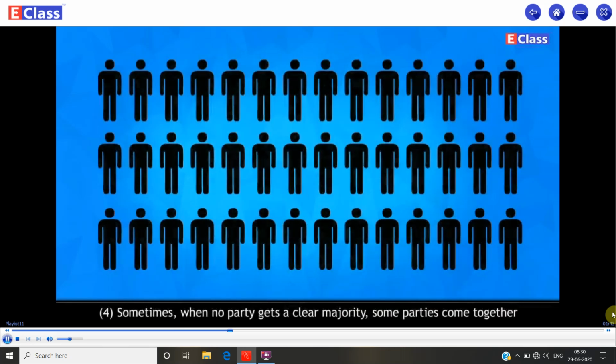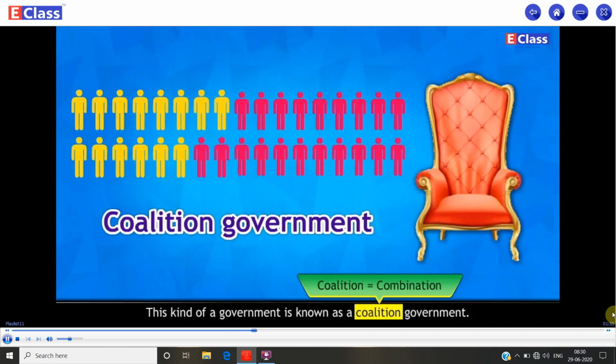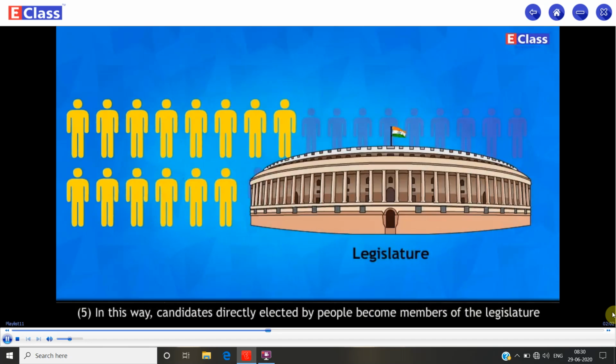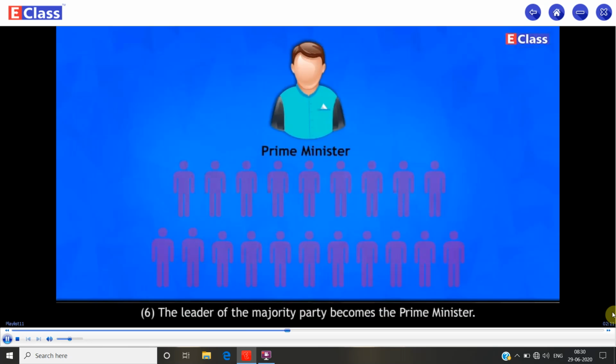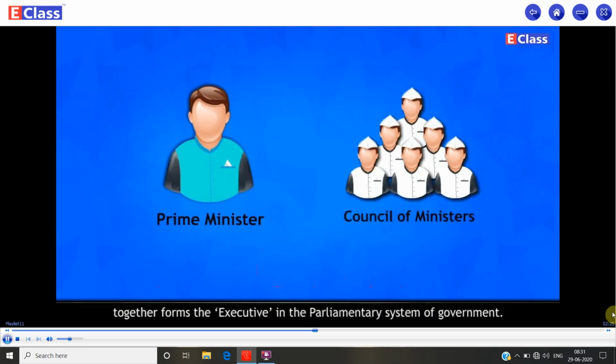Sometimes, when no party gets a clear majority, some parties come together to form a majority and they can establish the government. This kind of government is known as a coalition government. In this way, candidates directly elected by people become members of the legislature and the party in majority gets a chance to form the government. The leader of the majority party becomes the Prime Minister. He or she selects candidates for ministerial positions from among his or her colleagues. The Prime Minister and the Council of Ministers chosen by the Prime Minister together form the executive in the parliamentary system of government.